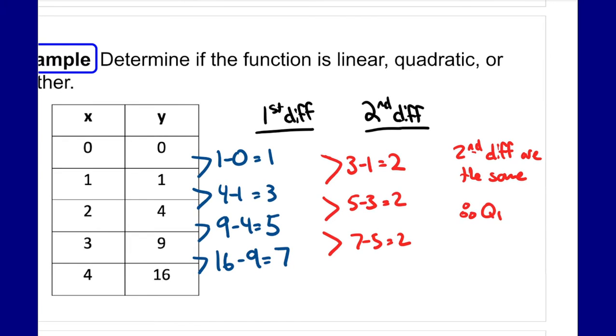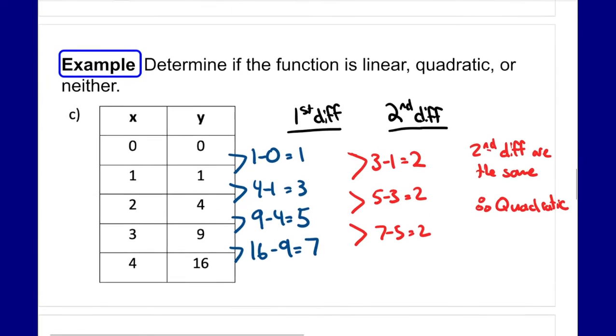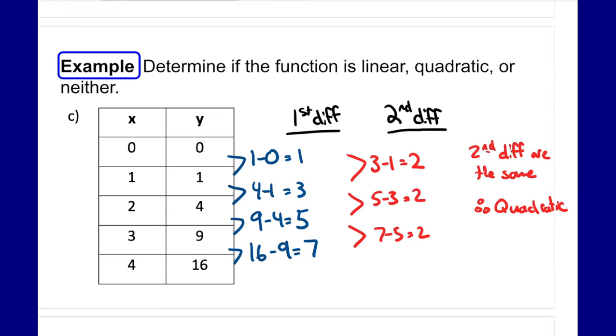Therefore, it's quadratic. So that's what we're looking for from a table of values to see if our function is quadratic, or to check if it's quadratic. We take the second differences and they should all be the same.